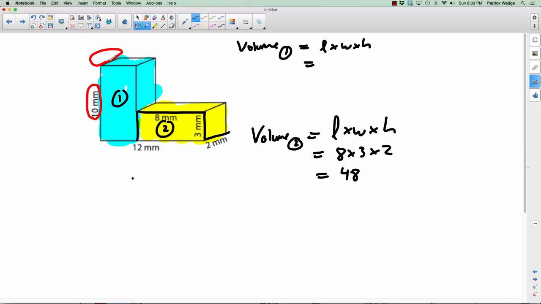Everywhere that's parallel to that will be the same. So this is exactly the same as this, is exactly the same as this, is exactly the same as this, is exactly the same as this. Oh, bingo, there it is right there. So we know that this is 2 millimeters.